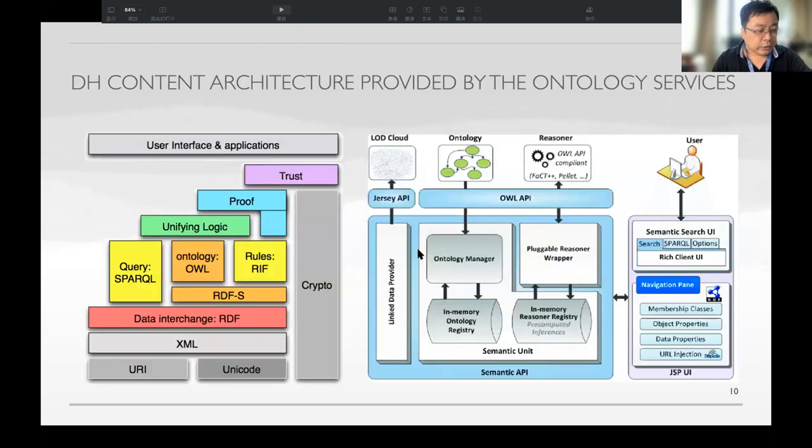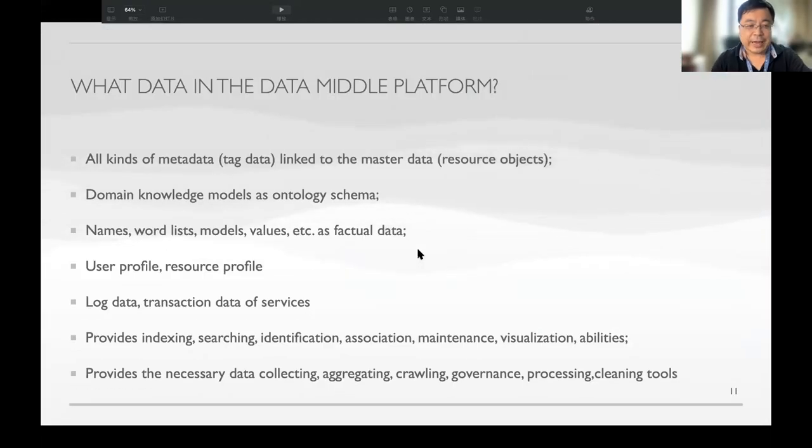The ontologies provide a framework for the content architecture. The data middle platform can be seen as an implementation of content architecture. I will skip this slide.